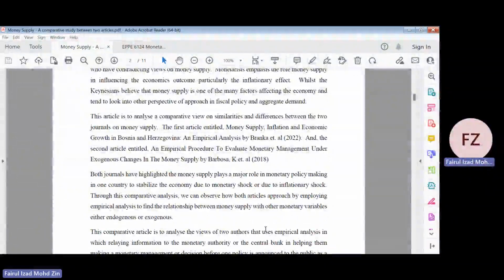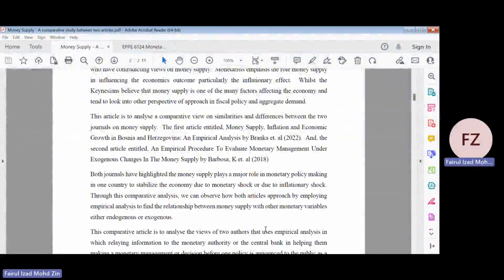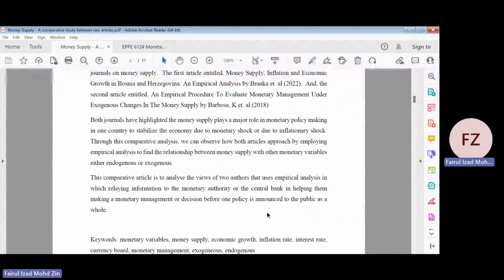Both journals have highlighted that money supply plays a major role in monetary policy making in a country to stabilize the economy due to monetary shock or inflationary shock. In this comparative analysis, we can observe how both articles employ empirical analysis to find the relationship between money supply and monetary variables, either endogenous or exogenous. The analysis relays information to the monetary authority or the central bank, helping them in making monetary management decisions before a policy is announced to the public as a whole.